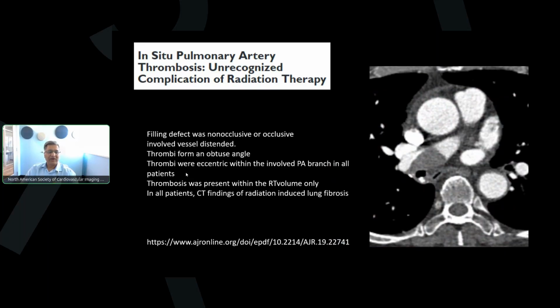One is that these filling defects are usually non-occlusive. Thrombi tend to have an obtuse angle. They can be eccentric, and thrombus is typically present in the RT volume. So if you go back and look at the radiation therapy planning images, we might have a clue. They also suggested that most of these patients had CT findings of radiation-induced fibrosis. So there is probably a component of vascular injury contributing to this finding in these patients.